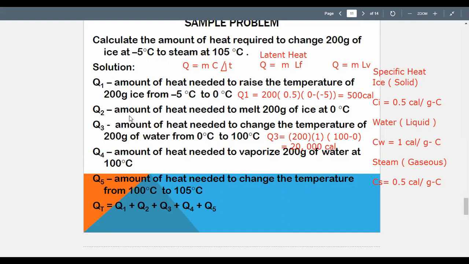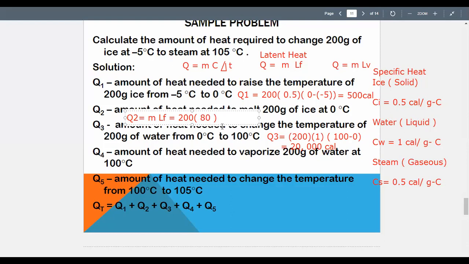Q1. So for our Q sub 2, we will solve for Q sub 2. Q sub 2 is actually equal to M L_F only. And L_F is our latent heat of fusion. So this is still 200 grams of ice that is about to melt. And the latent heat of fusion for water is 80 calories per gram.